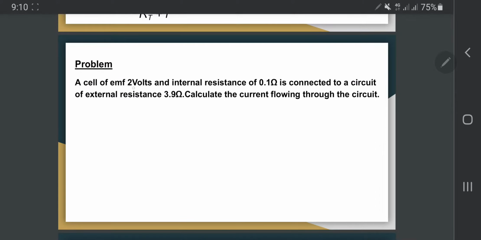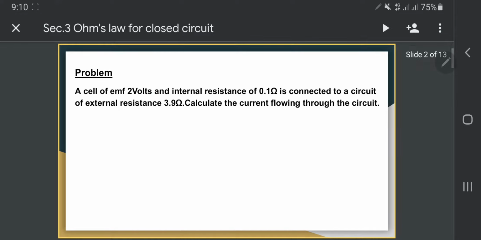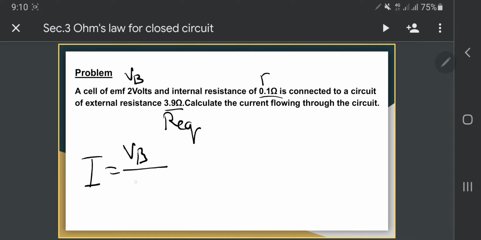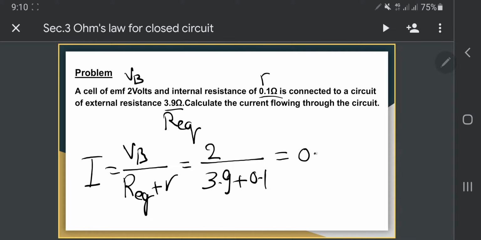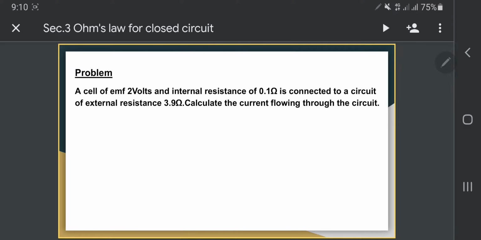For example, a cell of EMF VB equal to 2 volt, internal resistance r equal to 0.1, external resistance R equivalent equal to 3.9. Calculate the current. I equals VB over (R equivalent plus internal resistance), equals 2 divided by (3.9 plus 0.1), equals half an ampere.